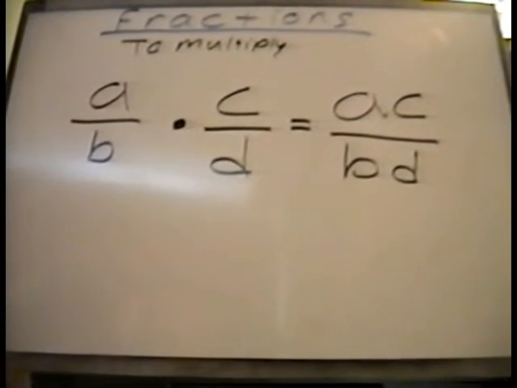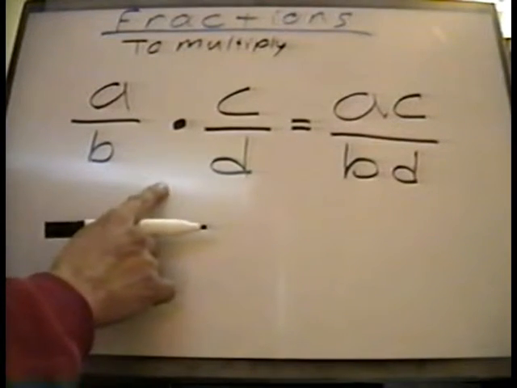That means you multiply all the terms across the numerator and place that in the result, and multiply all the terms on the bottom or the denominator and place that in the denominator's position of your result.